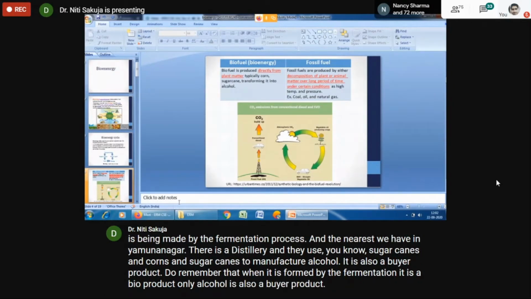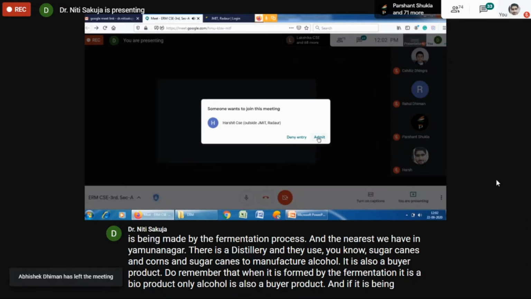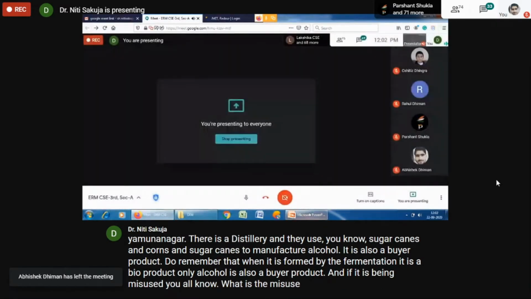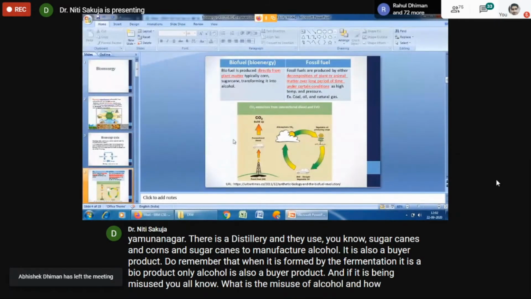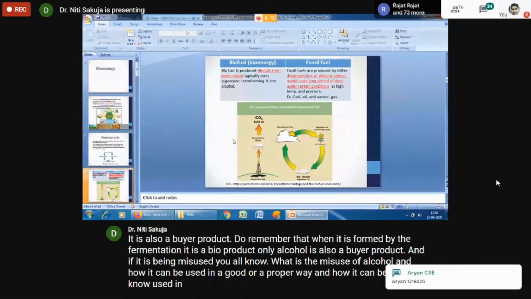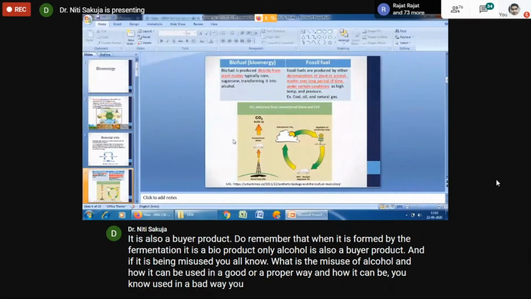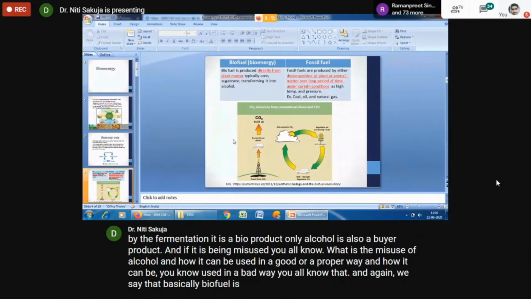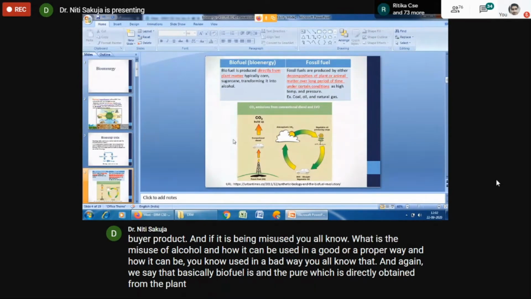If it is misused, you all know what the misuse of alcohol is, and how it can be used in a good and proper way or in a bad way. You all know that. Again, biofuel is the fuel which is directly obtained from plant matter.